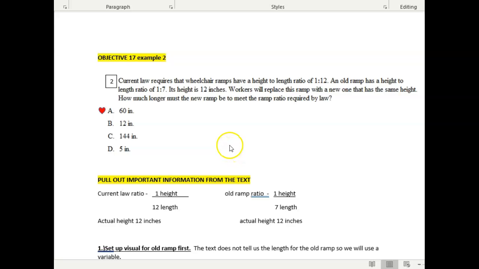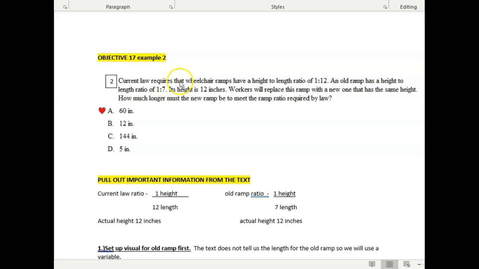Now, example number 2 is really a meaty, rigorous question, and it can be very confusing. So we're going to break this down and we're going to use visuals to help us do this. So let's listen and read the question.